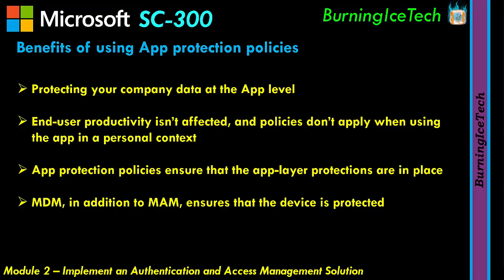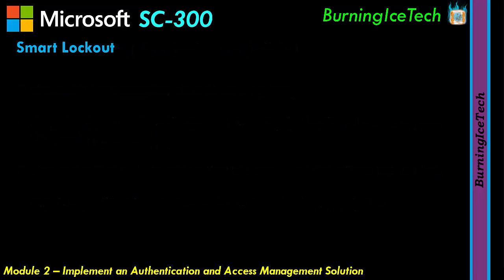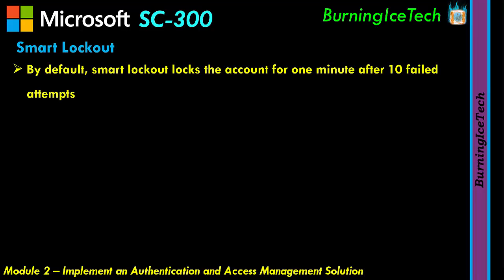All right, moving on to the next topic, smart lockout. How smart lockout works. By default, guys, smart lockout locks the account for 1 minute after 10 failed attempts. So if you don't know what smart lockout is, it's basically going to help protect you, or more specifically your users, if someone tries to log into their accounts without authorization. Someone is trying to get up to some sort of shenanigans. Someone is trying to break into an account. They're trying to crack an account's password, something in that regard.